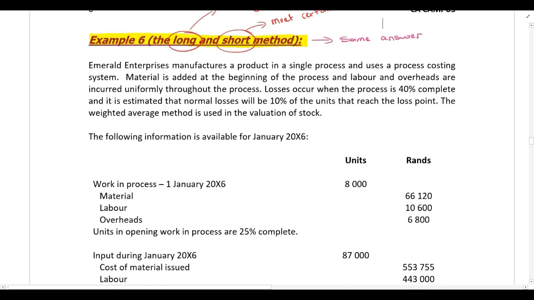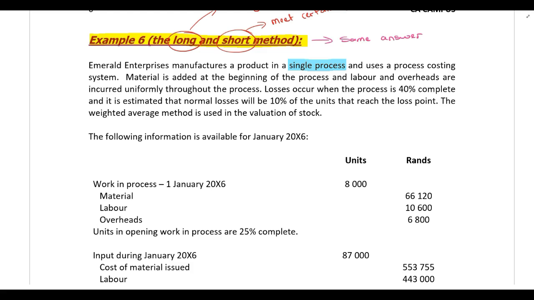In example 6, we've got Emerald Enterprises manufactures a product in a single process. So in this example, guys, we are looking at a single manufacturing process. In the next example, I will show you how to deal with consecutive production processes. So where there's more than one production process. But for now, we are only looking at a single process, and they use a process costing system. Material is added at the beginning of the process, and labor and overheads are incurred uniformly throughout the process.